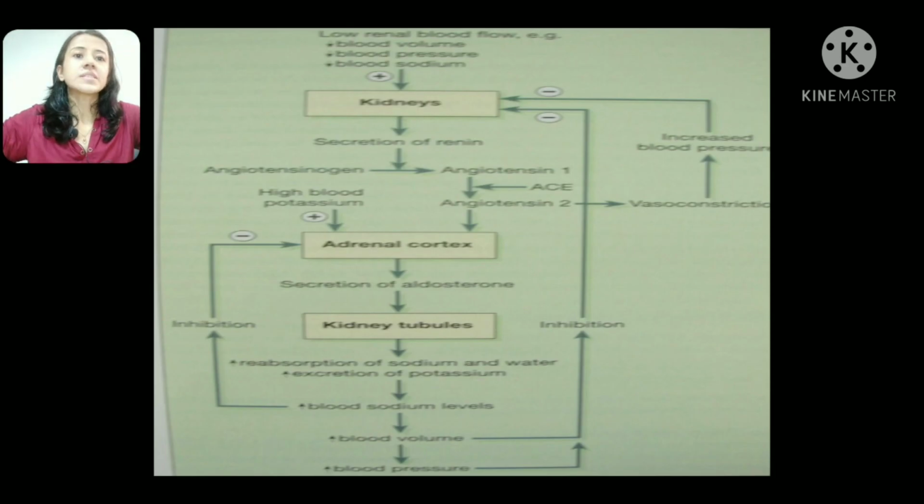Now, in this diagram you can easily see the action of the renin angiotensin system. When blood volume, blood pressure or blood sodium decreases, renin secretion increases. Renin converts angiotensinogen into angiotensin 1. This angiotensin 1 is converted into angiotensin 2 by ACE, angiotensin converting enzyme, present in the lungs. Angiotensin 2 is a potent vasoconstrictor, and by vasoconstriction it increases blood pressure. Angiotensin 2 also stimulates the adrenal cortex and increases release of aldosterone from the zona glomerulosa. And aldosterone increases sodium and water reabsorption. As sodium and water reabsorption increases, there is an increase in the blood sodium, blood pressure and blood volume.